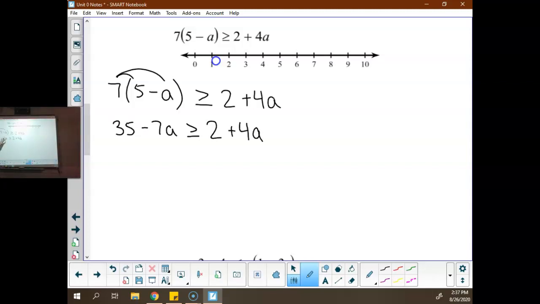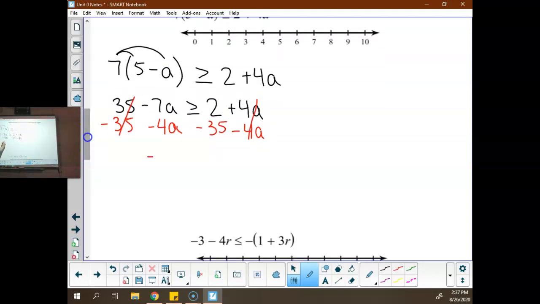Personal preference, I would try to get my variables on the left, because then I can use that trick I mentioned in the last problem, where I can use this inequality sign to tell me which way my arrow is pointing. So to do that, I'm going to move over 4A and 4A, and I'm going to move my 35. So those cancel and these cancel. I have negative 13A is greater than or equal to negative 33.